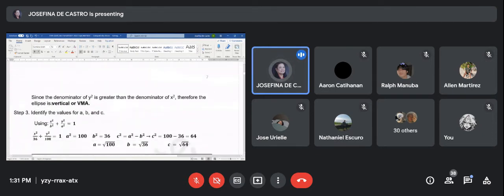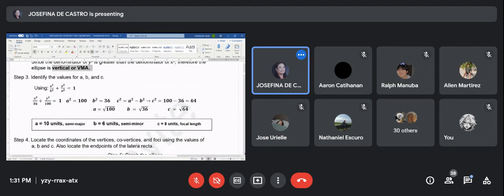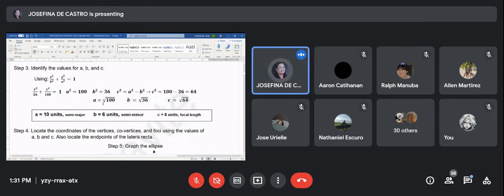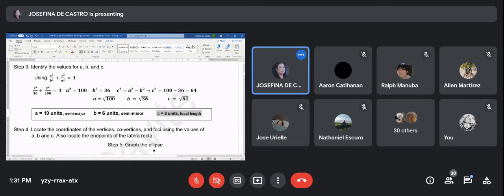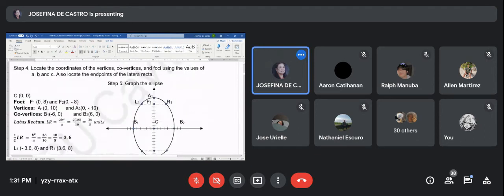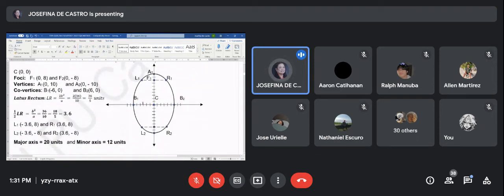So, vertical siya kasi 100 is under. 100 is greater than 36. And it is under the y squared. Therefore, vertical ka. So, square root of 100 is 10, semi-major. Square root of 36 is 6, semi-minor. Square root of 64 is 8 focal length. Okay? So, vertical major axis tayo.